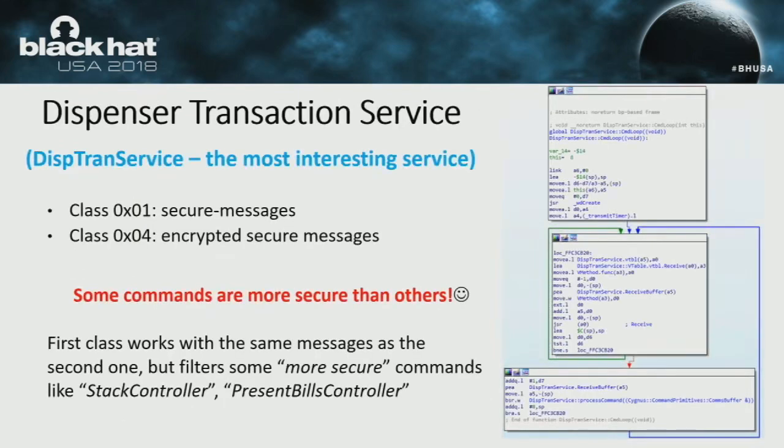Dispenser transaction service is the most interesting service for us. It works with the banknote withdrawal command and their encryption. This service has 3 classes, but only 2 of them are the most interesting. Class 1 works with secure messages and the second one works with encrypted secure messages. The only difference between them is that class 1 skips some more secure commands using a reject array with command indexes. My guess is previously there was only one class. This code looks more like a fast fix rather than a good approach.